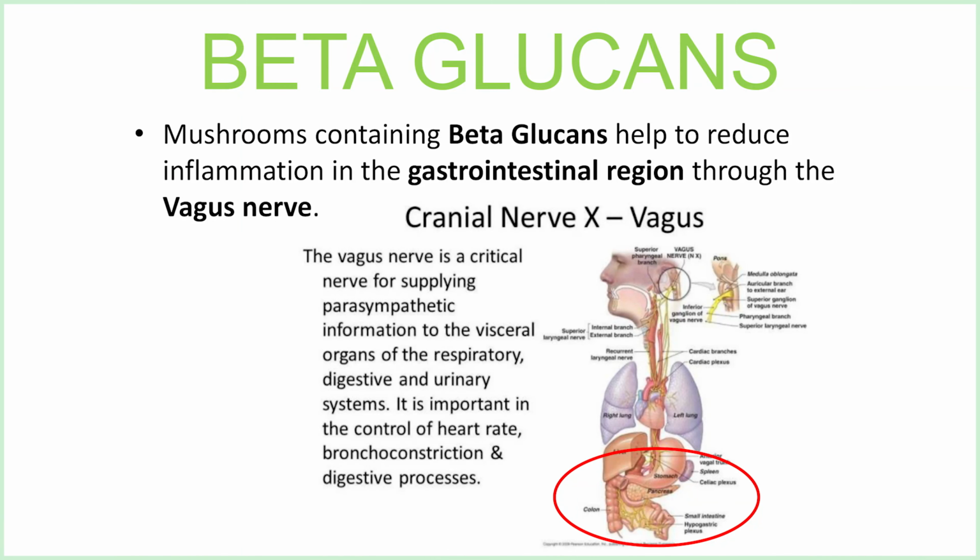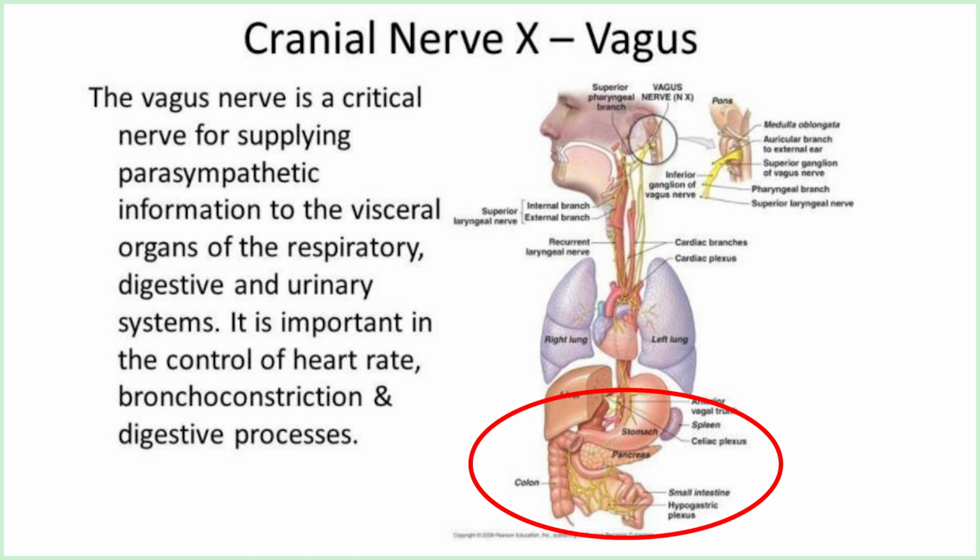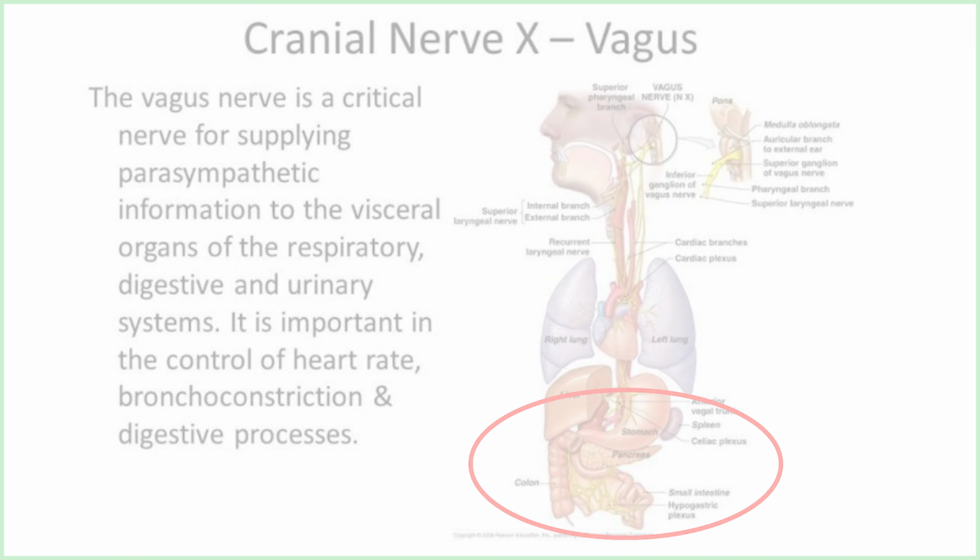So now let's talk about beta-glucans and their benefits. Mushrooms containing beta-glucans help to reduce inflammation in the gastrointestinal region through the vagus nerve. Also known as the cranial nerve X, the vagus nerve is a critical nerve for developing and supplying parasympathetic information to the visceral organs of the respiratory, digestive, and urinary systems. It is important in the control of heart rate, bronchoconstriction, and digestive processes. Beta-glucans and many of the molecules found in medicinal mushrooms do help to balance the way the vagus nerve operates.